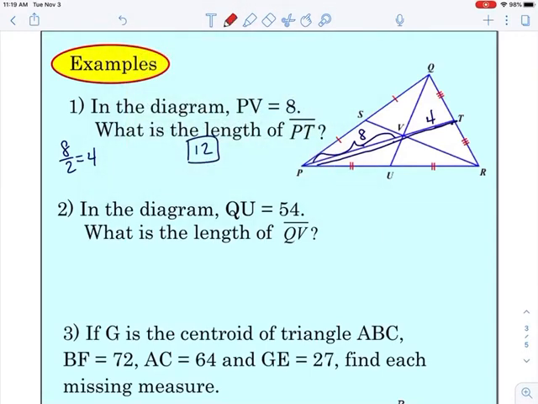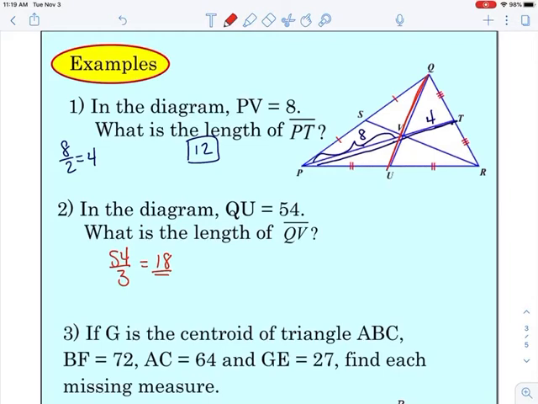So now if QU is 54, all 3 pieces that make up that line, if they're in the ratio of 2:1, it's a total of 3 pieces that make up that line. So all 3 pieces of that line are 54. We want to know the length of QV. So let's find out what one part of that line would be by taking that 54 and dividing it by 3. When you take 54 and divide it by 3, you're going to get an answer of 18.